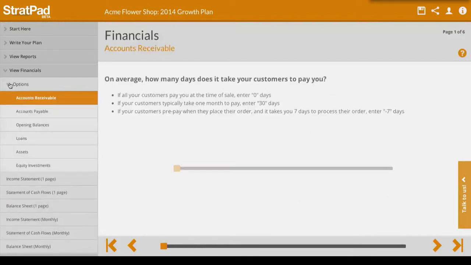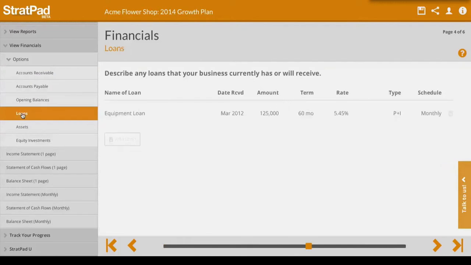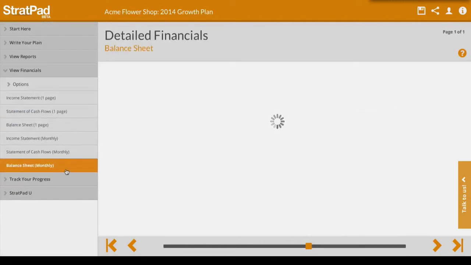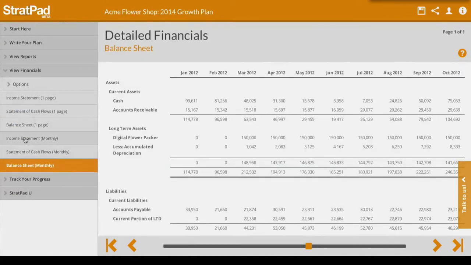Other things you can do is to go back into loans and see whether you can change the terms of the loan, or reduce the amount of the loan or increase the amount of the loan. And the same thing with the assets. Do I need to get brand new equipment? Perhaps I can get some used equipment. At any rate, what StratPad allows you to do is to play around with these things and immediately get a sense for what the changes are, not only in the statement of cash flows, but also on the balance sheet and the income statement.